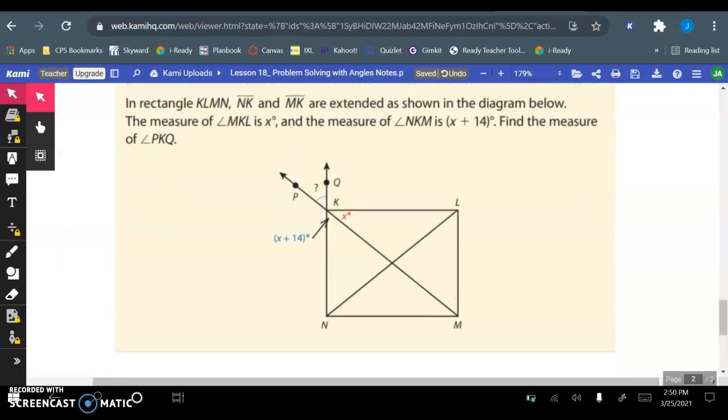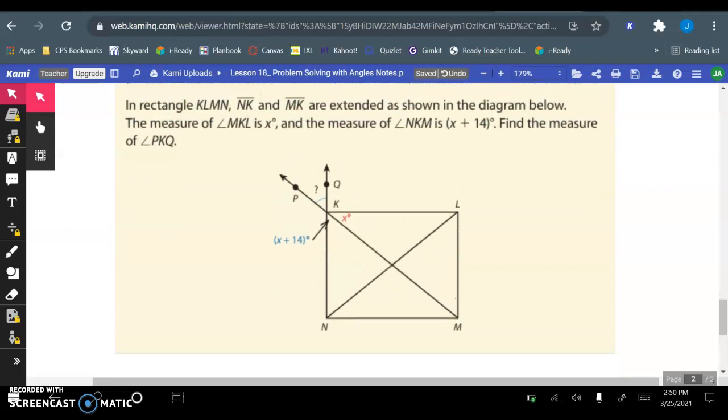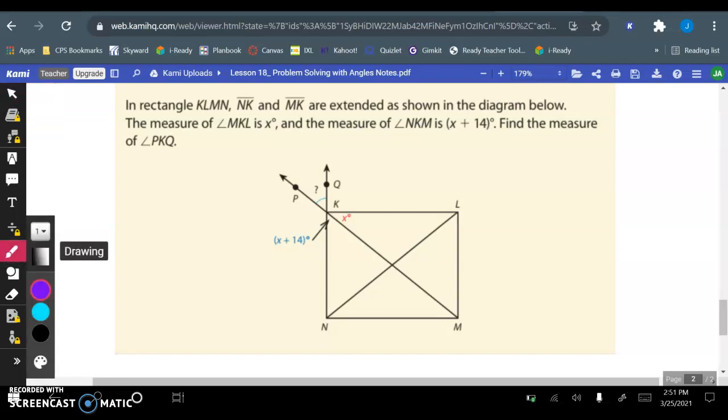All right, last one. In the rectangle KLMN, NK and MK are extended as shown in the diagram below. The measure of MKL is x, so it's labeled x degrees, and the measure of NKM is x plus 14, and that's labeled as well. It has to have the little arrow drawn over there. Find the measure of angle PKQ. PKQ is shown there with the question mark in it.